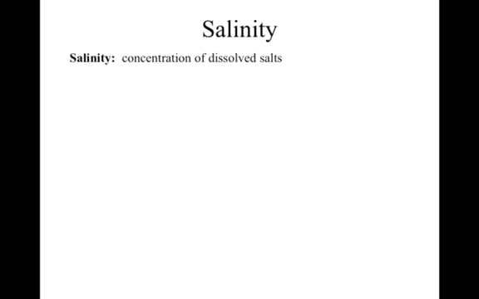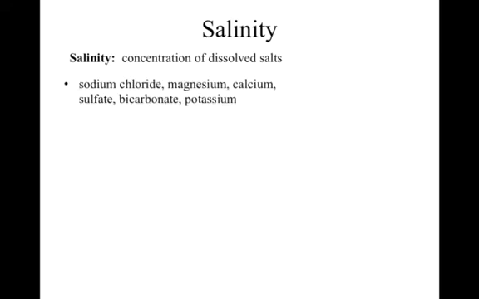There's a lot of different chemicals out there, they all kind of matter. We're going to just focus on a few. The first one we're going to focus on is salinity, and this is the concentration of dissolved salts. This includes table salt, sodium chloride, but it also includes a lot of those other salts that you learn about in freshman chemistry: your magnesium salts, your calcium salts, sulfates, bicarbonates, potassium.